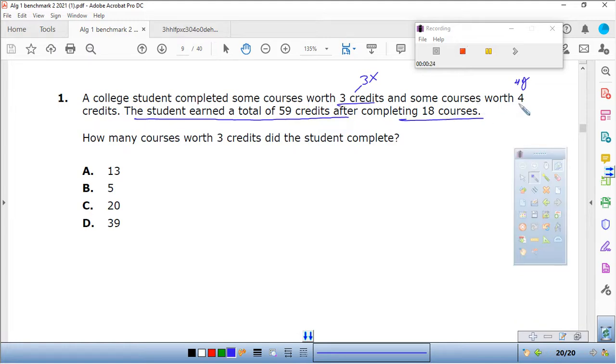You see how this is credits, credits, and credits? So we're going to go with 3x plus 4y is equal to 59. 18 courses, so they're courses, there's 2 different courses. This is x courses, this is y courses, equals 18 courses together. So when I get this, I'm going to get a linear system, right?